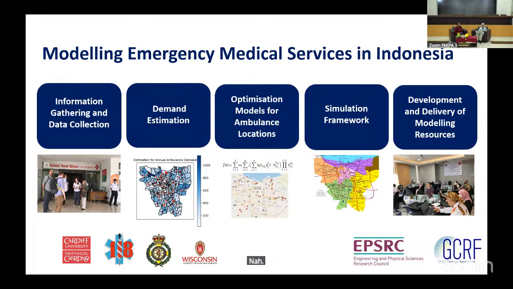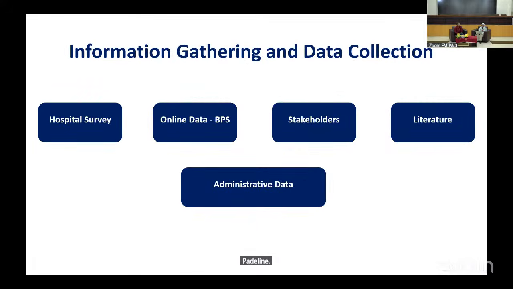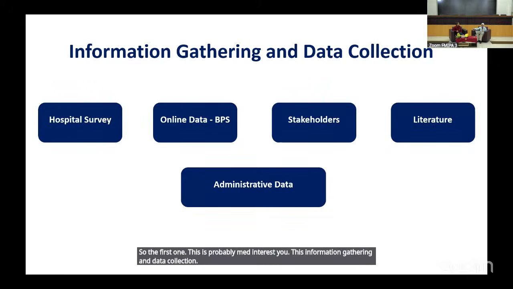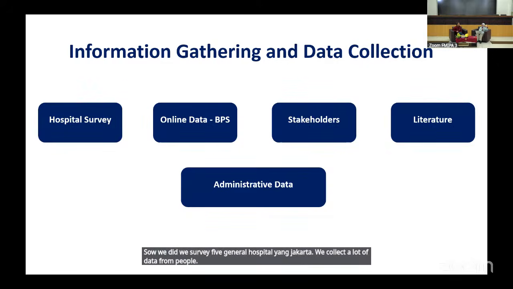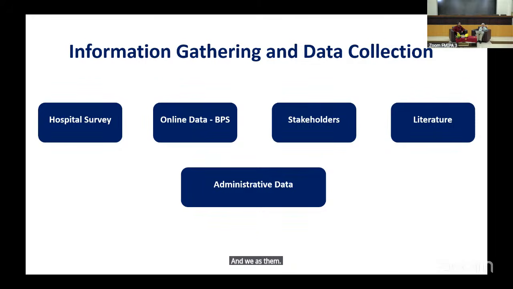Now, this is a project pipeline. The first one, which might interest you, is information gathering and data collection. As you know, the data that we need is not always available, not always collected. So what we need to do is a survey. We surveyed 5 general hospitals in Jakarta. We collected lots of data from people going to the UGD. And we asked them whether they use an ambulance or not. If they don't use an ambulance, why not? If they use an ambulance, why? Okay, we want to know, and we collect all other information from the patient.